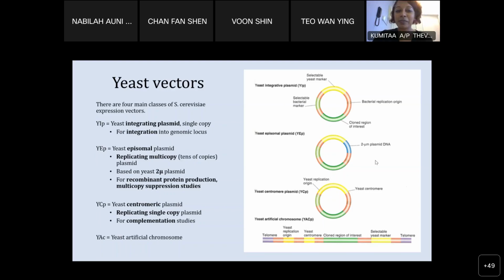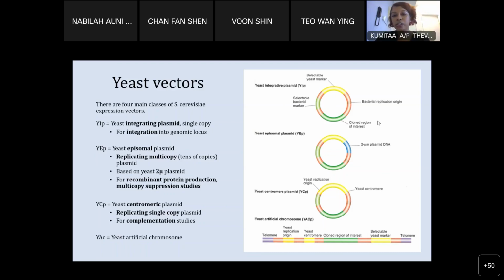It actually is able to replicate multi-copies of the plasmid, and it's primarily used for recombinant protein studies or multi-copy suppression studies. You also have YCP, which is yeast centromeric plasmid. That's a replicating single copy plasmid. So again, that's how it differs from YEP. So YEP is a multi-copy, whereas YCP is single copy. And YCP is primarily used for complementation studies, and you also have YAC, yeast artificial chromosome.